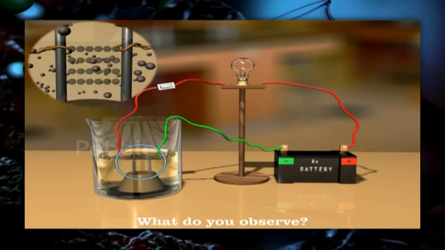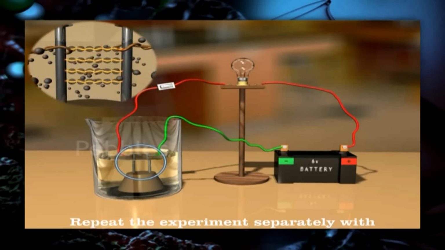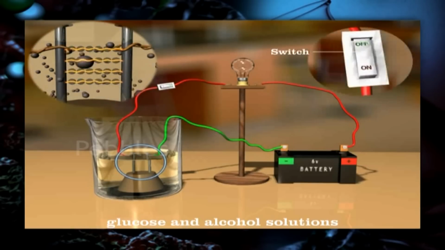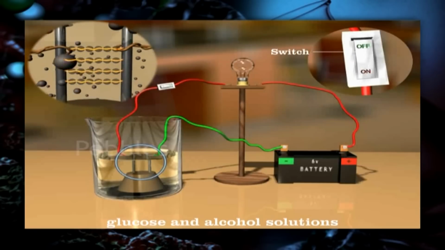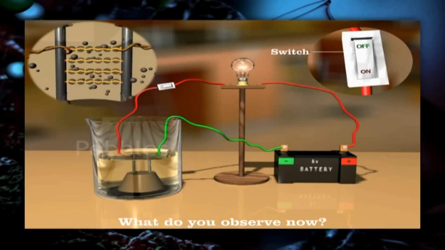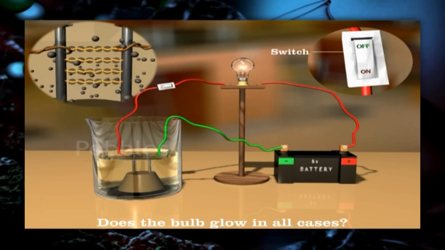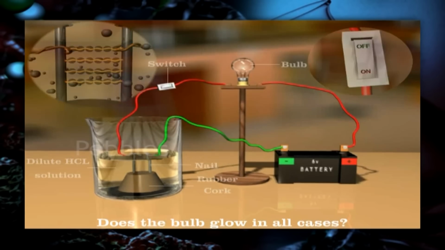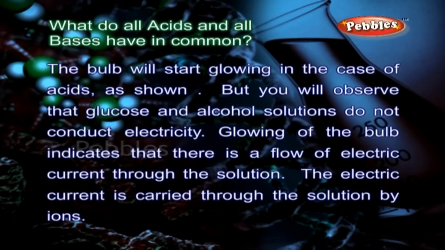What do you observe? Repeat the experiment separately with glucose and alcohol solutions. What do you observe now? Does the bulb glow in all cases? The bulb will start glowing in the case of acids as shown, but you will observe that glucose and alcohol solutions do not conduct electricity.